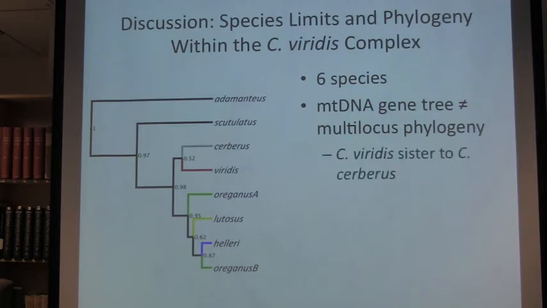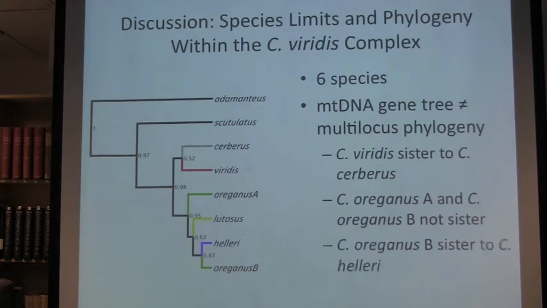Here, the mitochondrial gene tree differed from the multilocus phylogeny in that Crotalus viridis was found to be sister to Crotalus cerberus, though with weak support again. Crotalus origanus A and Crotalus origanus B were not found to be each other's closest relatives. And Crotalus origanus B was found to be sister to Crotalus helleri.